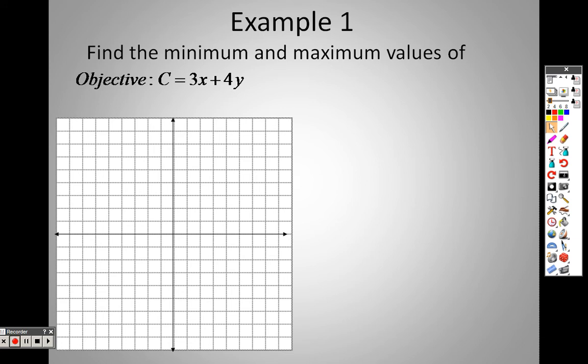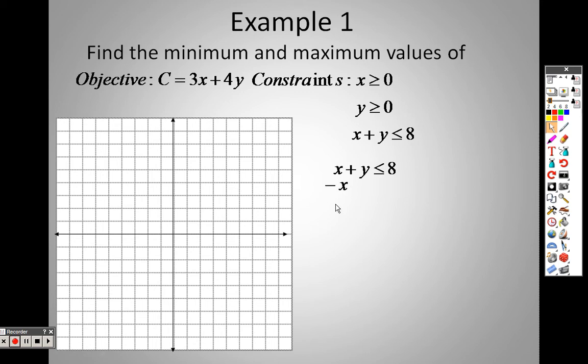So example 1, find the minimum and maximum values. I'm giving you the objective function, which is c equals 3x plus 4y. And there are your constraints. We'll start off with something nice and simple. We want to graph these lines, but first let's solve this for y so it's easier to graph. Since it's a positive x, I subtract x on both sides. So I get y is less than or equal to negative x plus 8.